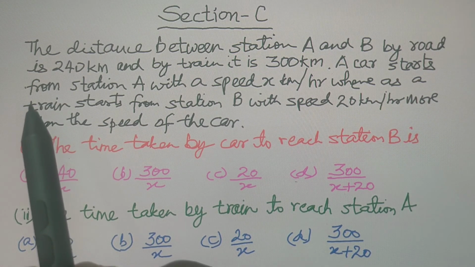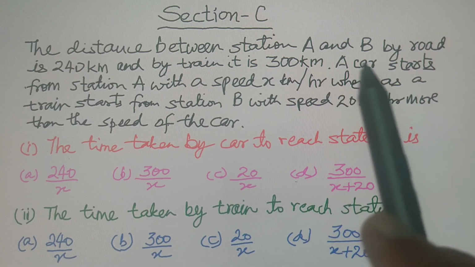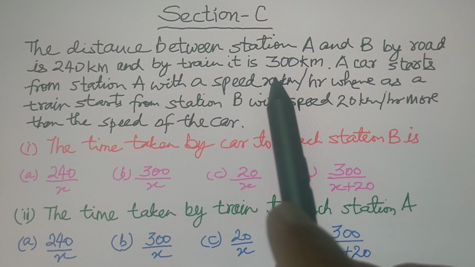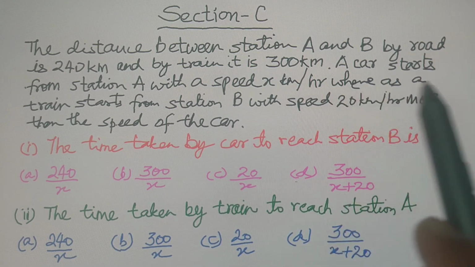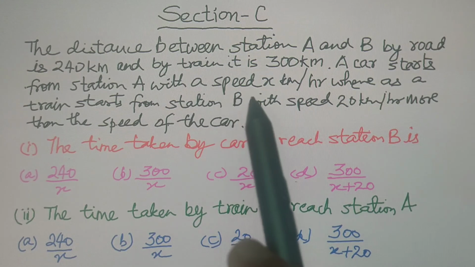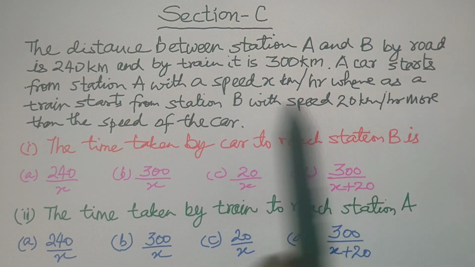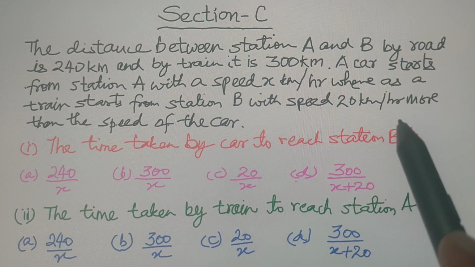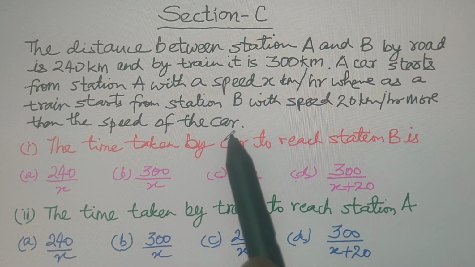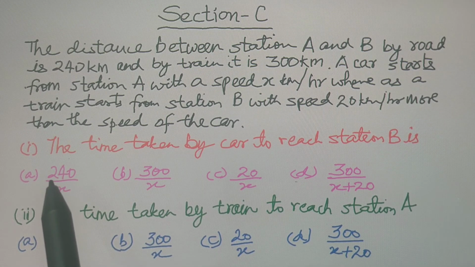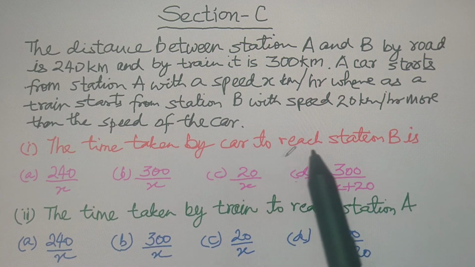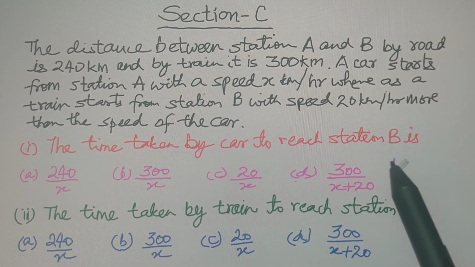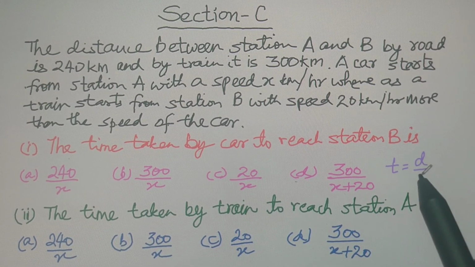The first question is: the distance between the two stations A and B by road is 240 kilometers and by train it is 300 km. A car starts from station A with a speed of x kilometer per hour, whereas a train starts from station B with speed 20 kilometer per hour more than the speed of the car. The first part of the question is to find the time taken by the car to reach station B. As you all know, the formula of time is distance upon speed.